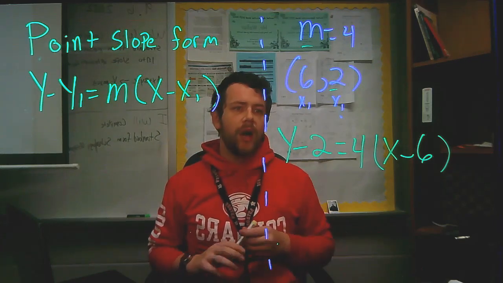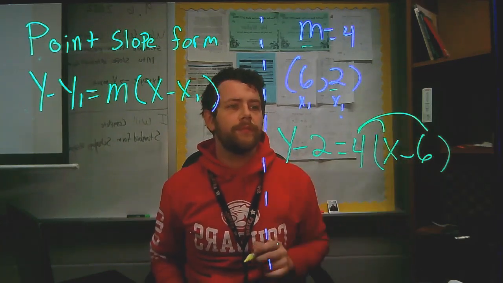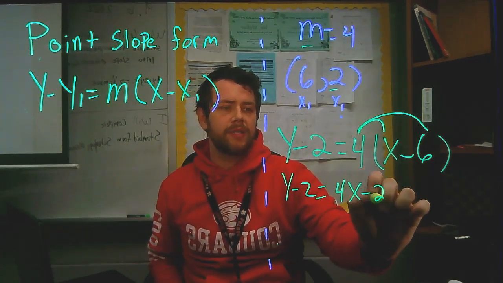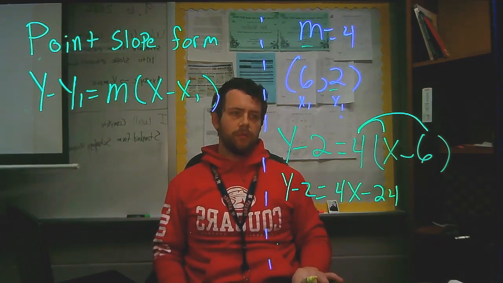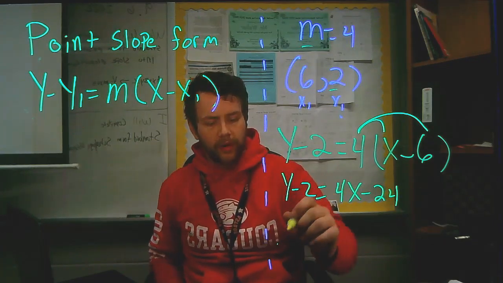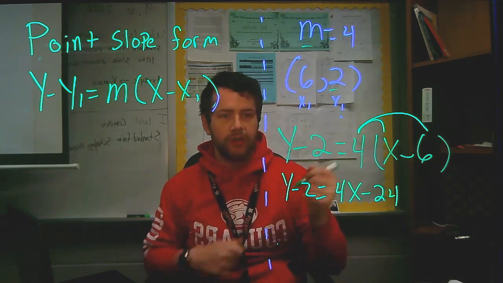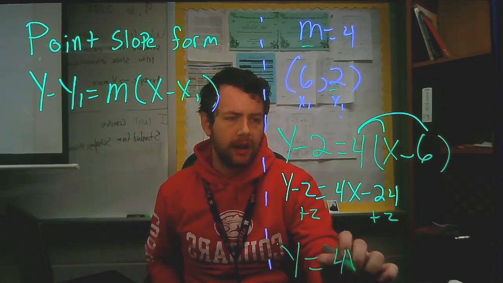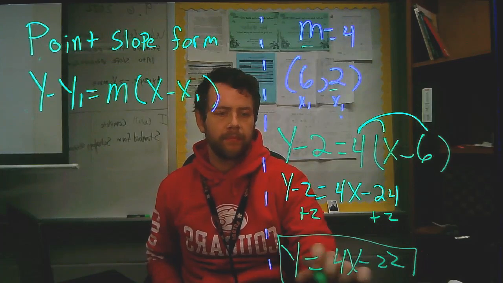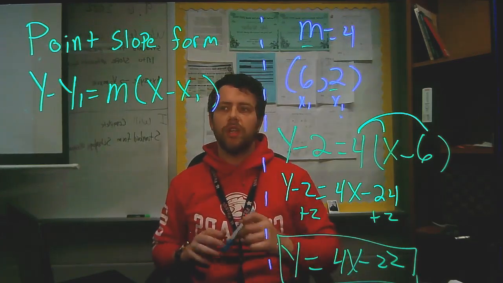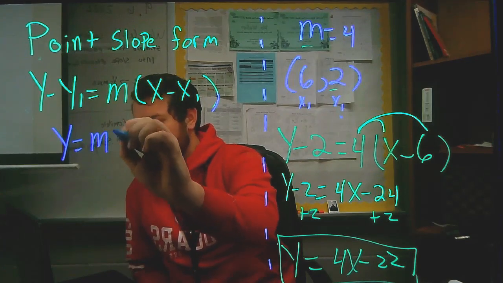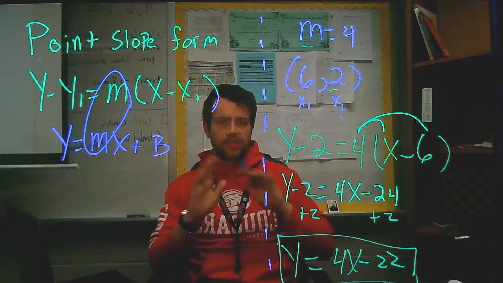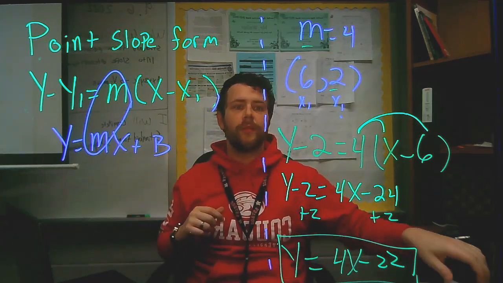It's fairly easy. We can start with the distribution. So then we would have y minus 2 equals 4x minus 24. And then we're going to add 2 to both sides to finish solving this. So y equals 4x minus 22, and that's it. One of the great things here is that the slope is still the same in slope-intercept form. So let's do a couple more here.